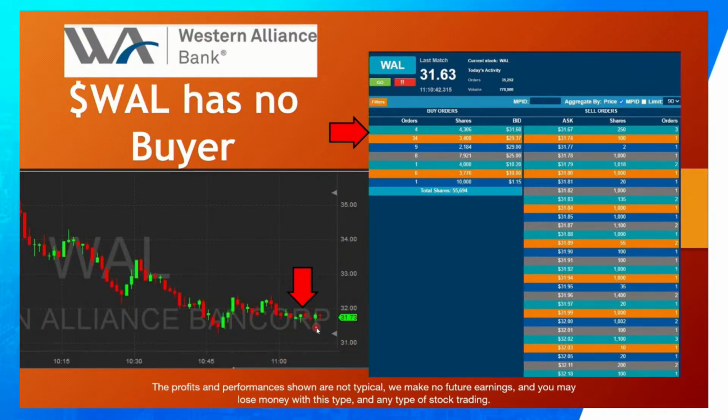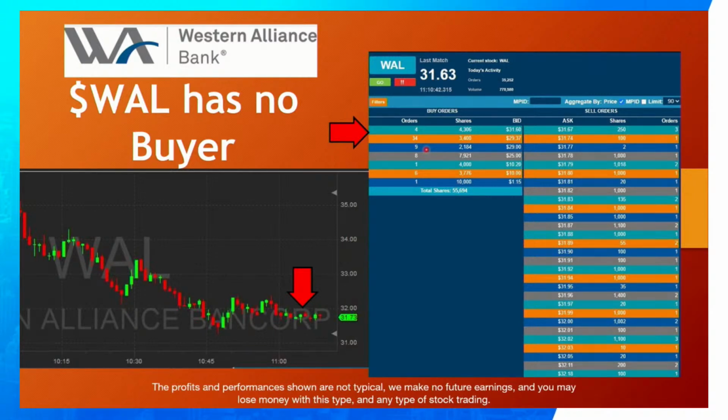Now, what I want everyone to focus their eyes on is the BookViewer on the right. You'll notice that there are so many sellers at every price level, but there are very, very few buyers out there. And you'll notice that the stock has been hovering right at that $31 price range.